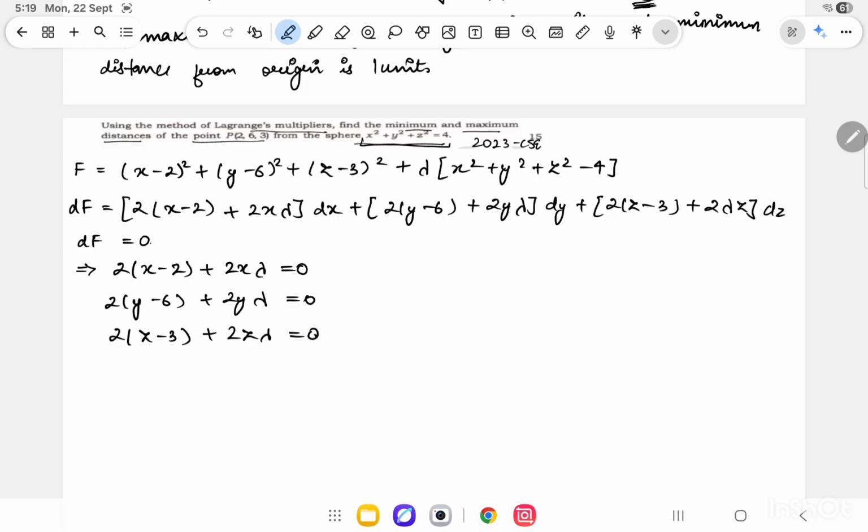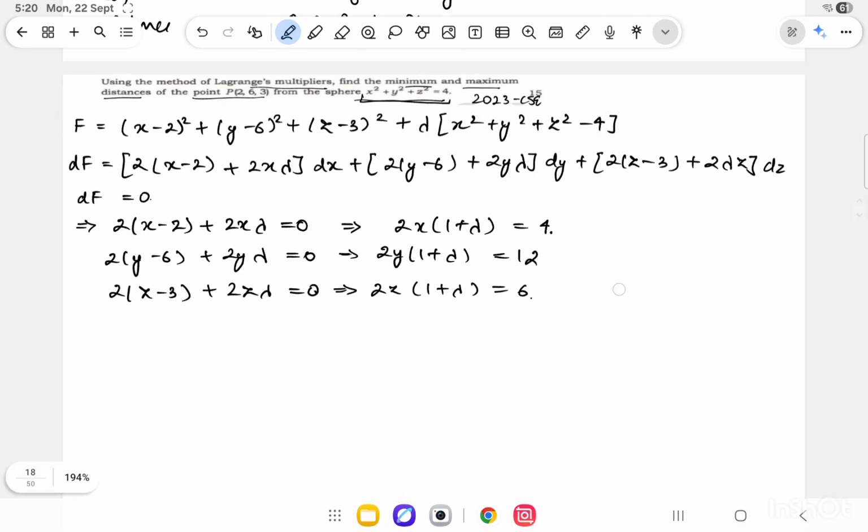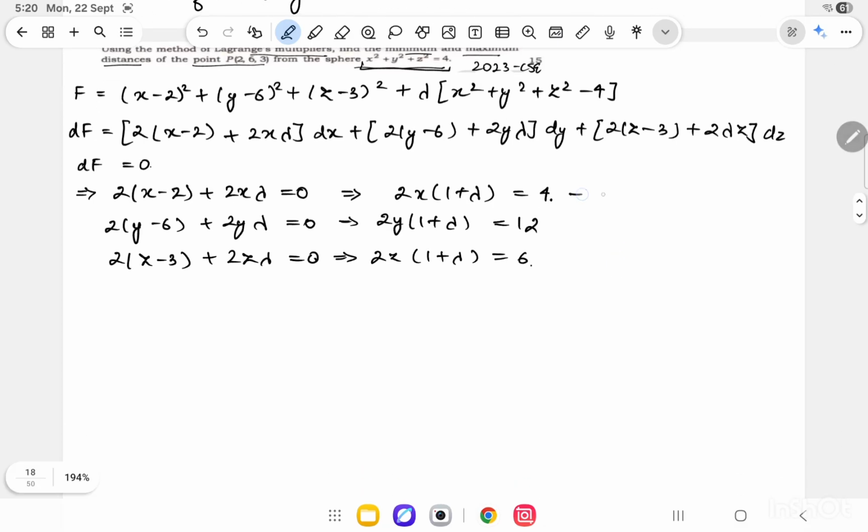Now from here I can simplify it. It will basically give me 2x into 1 plus lambda is equal to 4, and from here I'll get 2y into 1 plus lambda is equal to 12, and from here I'll get 2z into 1 plus lambda is equal to 6. So from here I can easily find the relation between x, y and z. Let's name these as 1, 2, and 3.